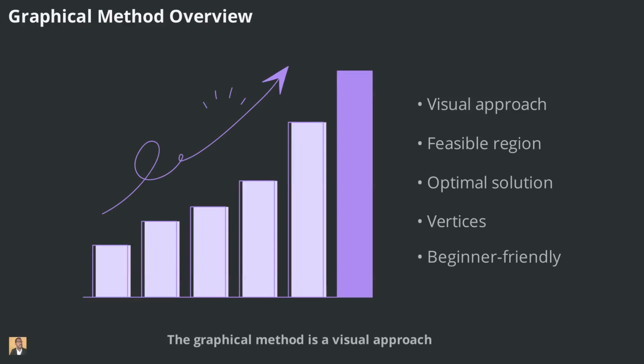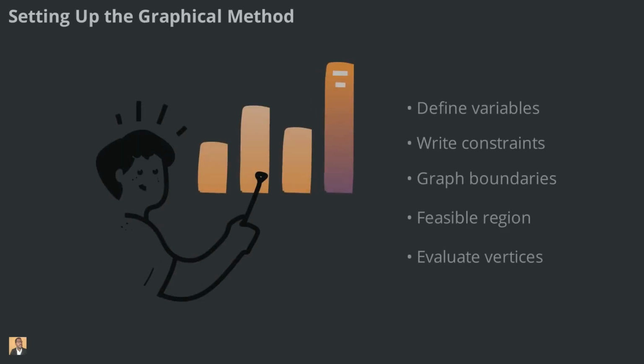The graphical method is a visual approach to solving linear programming problems with two variables. It involves plotting the constraints and objective function on a graph, identifying the feasible region, and finding the optimal solution at one of the vertices. This method is intuitive and easy to understand, making it ideal for beginners and small-scale problems. We'll walk through the steps of the graphical method, showing how to translate equations into visual representations and interpret the results.